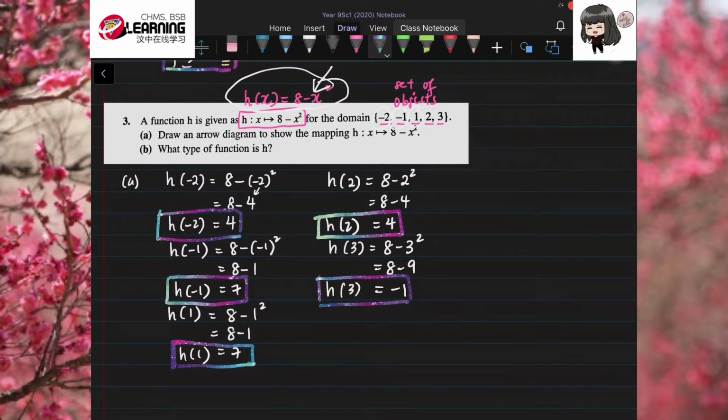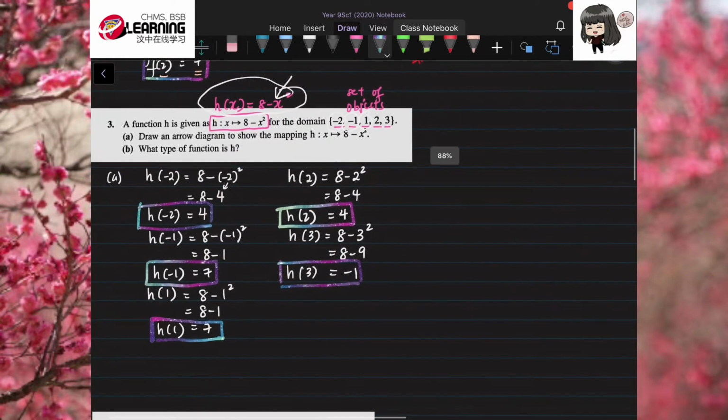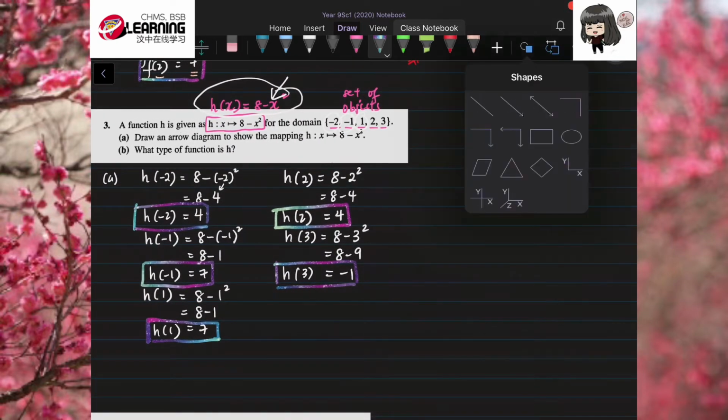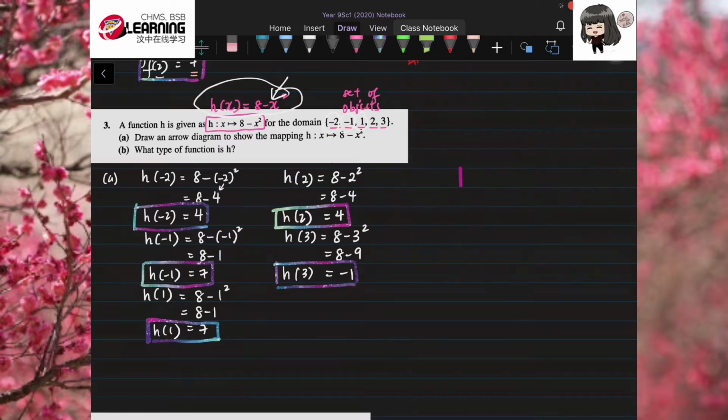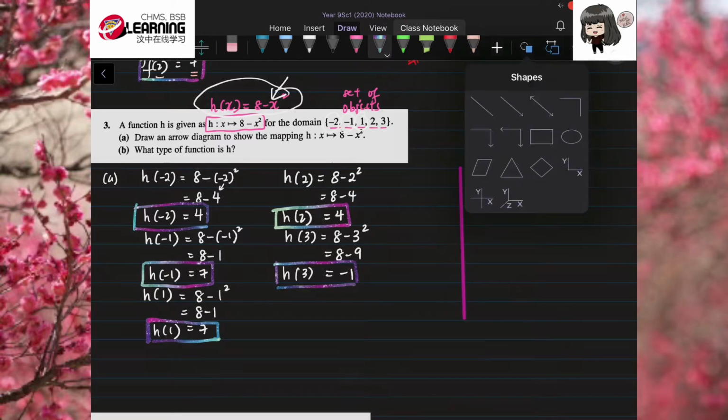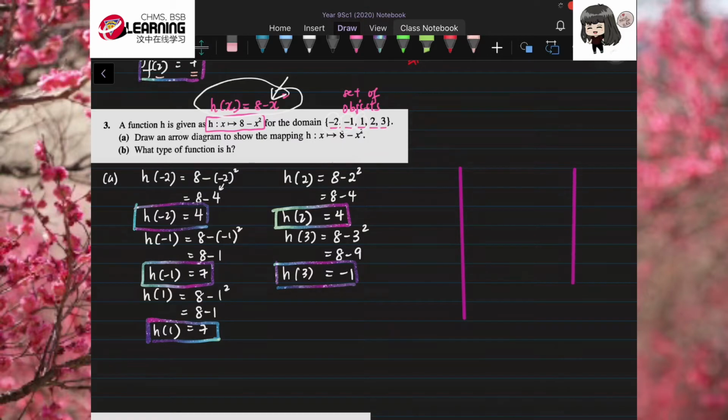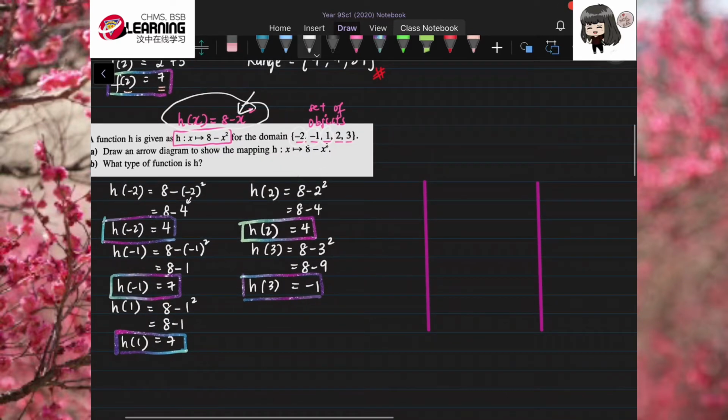So we have a set of images which is called the range. We have our domain, we have our range, and now we can draw our arrow diagram. I will draw my arrow diagram here. First of all, we know that this function is function h, so we draw the arrow for function h.